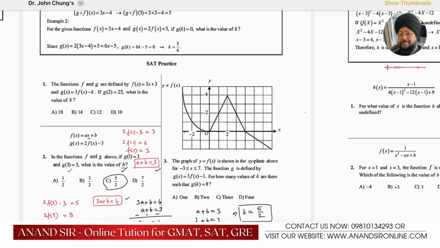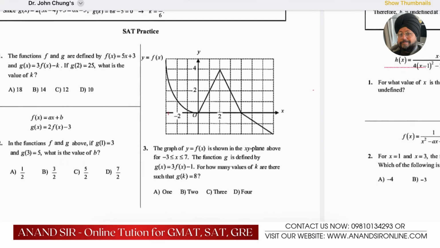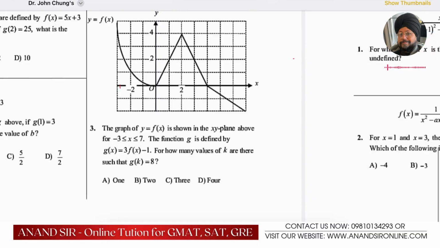So here is the third question. The third question says, the graph of y equal to f(x) is shown in the xy-plane above for minus 3 to 7. So this is minus 3 and this is 7. The function g is defined by g(x) equals 3 times f(x) minus 1. It means g(k) is 8.